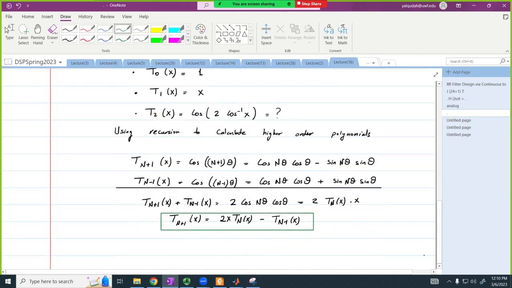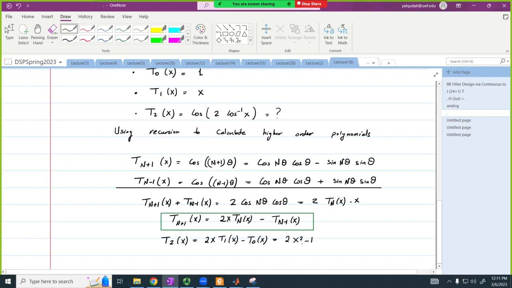Okay. So therefore, if I go back to my calculations here, I don't need to simplify this. I can just use this expression here, or this recursive formula. If I want to calculate T2 of x, what is this going to equal? 2 multiplied by x, T1 of x, minus T0 of x. Agree? And therefore, this is going to equal 2x squared minus 1.